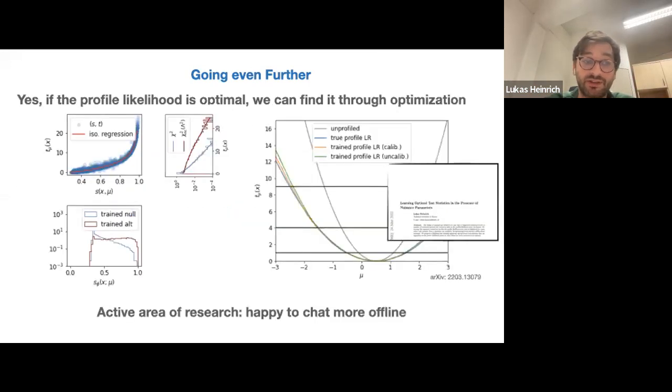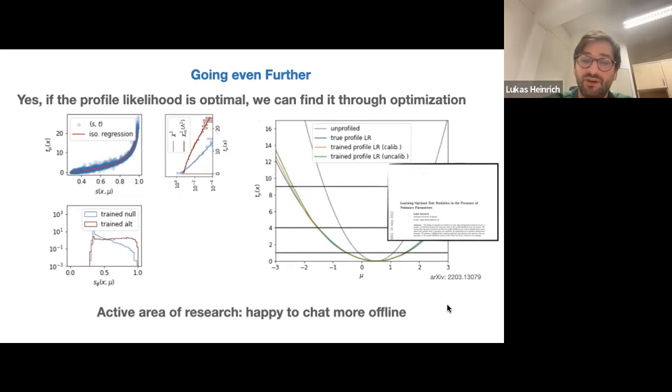I'll just flash the slide, I'll not go into this. The answer is yes, you can do this. If the profile likelihood ratio is optimal, then you can actually find it through optimization. Here's an example where you can show that by just using samples and machine learning training, you can find or plot the profile likelihood ratio without doing density estimation, without doing conditional optimization of the numerator or the denominator and so on. It just works.